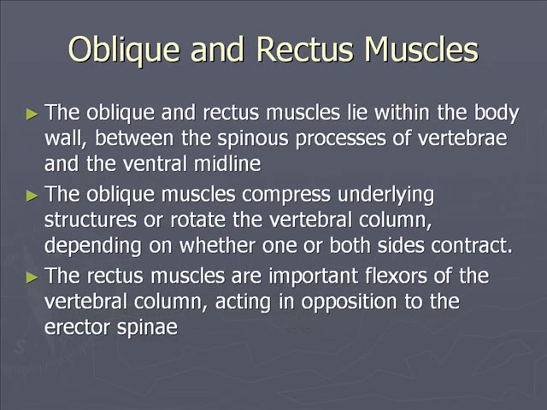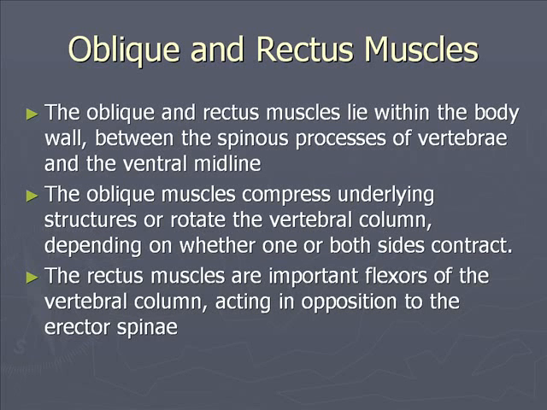There are oblique and rectus muscles. These muscles lie within the body wall between the spinous processes and the vertebrae in the ventral midline. The oblique muscles compress underlying structures and also rotate the vertebral column, depending on which side of the body you're on. The rectus muscles are important flexors of the vertebral column.